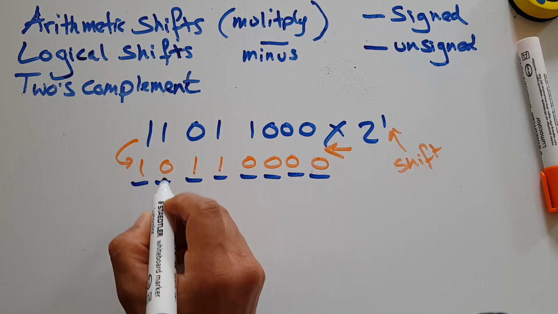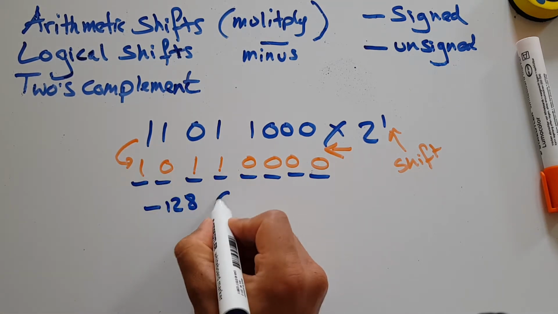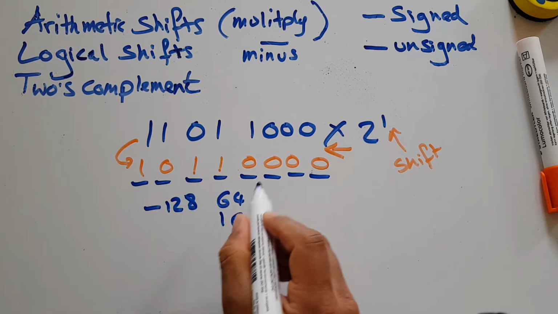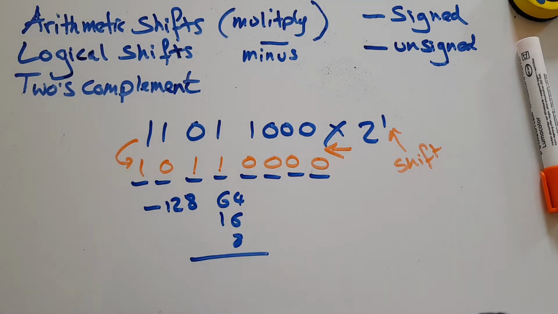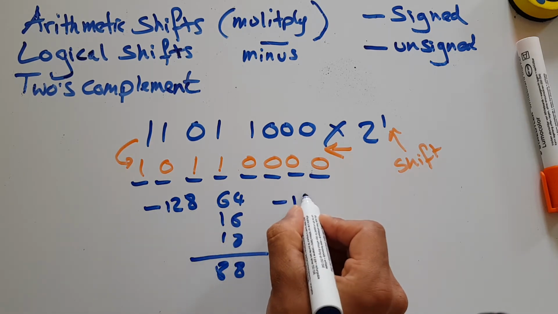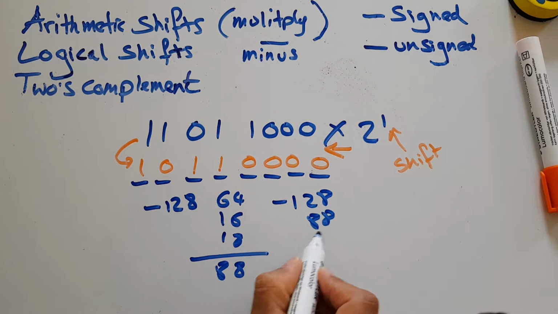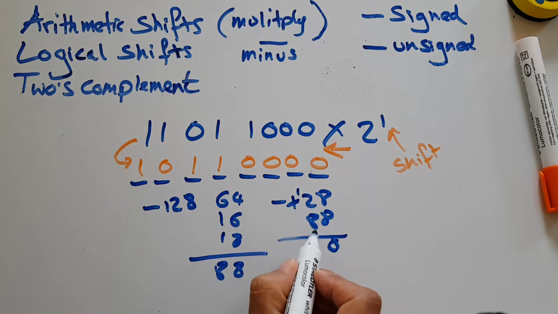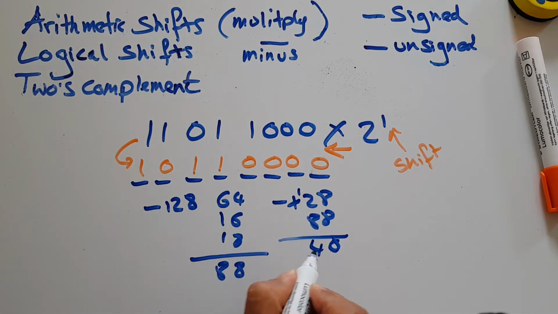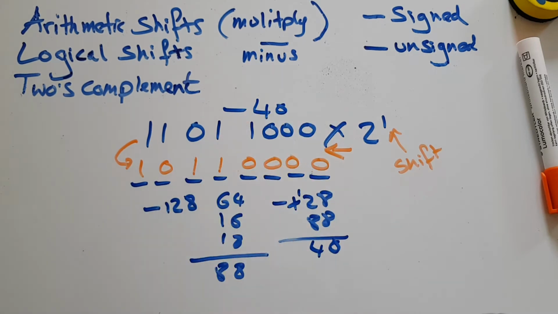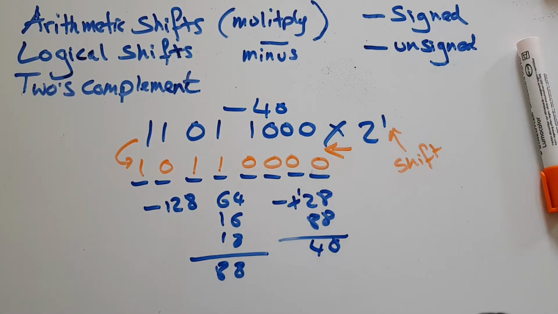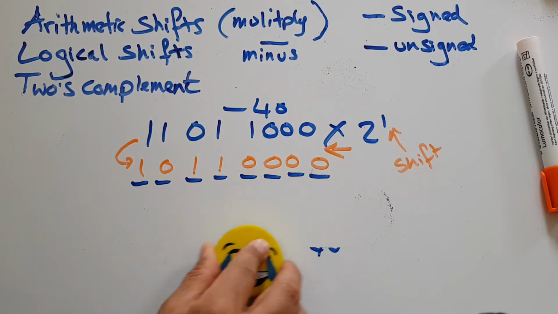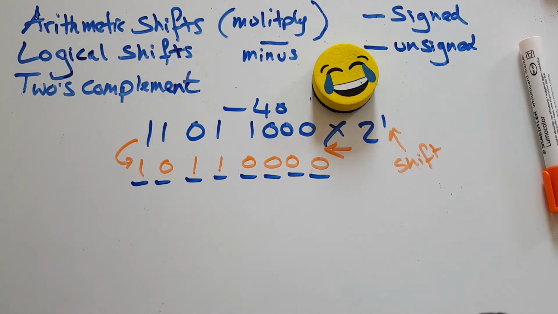So my MSB tells me that it was minus 128. Then I got a 64. Then I got a 16. Then I got an 8. So I'll quickly add these together. 6 and 4 is 10, that's 18. Carry the 1, 6, 7, 8. Then I'll take it away from my minus 128. 88, which is 0. That I can't do, so I'll make that 12. And that is 4. So this is minus 40. The blue binary, converting it using the 2's complement system, tells me that actually it was minus 40.